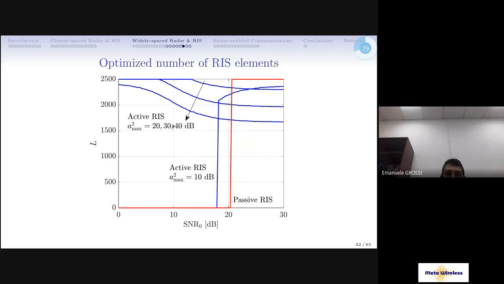The intuition here is that once the RIS amplification gain is sufficiently large to counteract the product path loss along the indirect link, then it becomes more and more rewarding to switch off some more and more RIS elements and to move the power towards the radar transmitter so as to better illuminate the target.